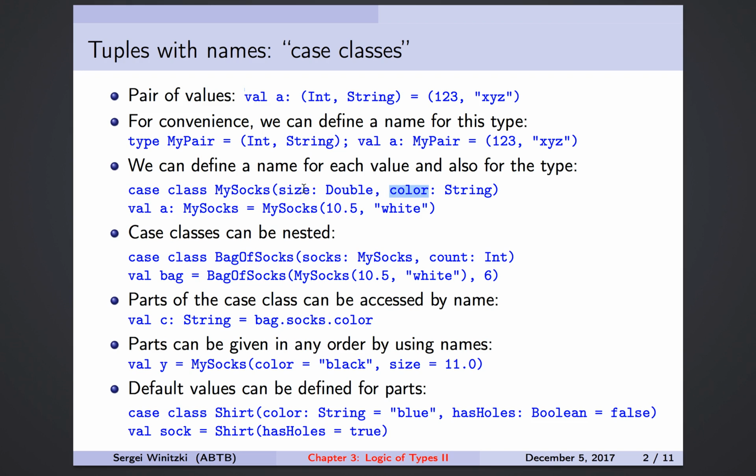With case classes, there are names, so you access by name. You just say bag.socks, which gives you this, and that dot color, which gives you this. So then c will be of type string, and it will have the value white. Now, as before, this type annotation is not necessary.